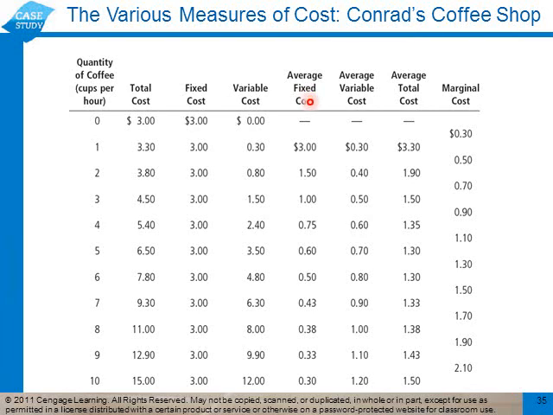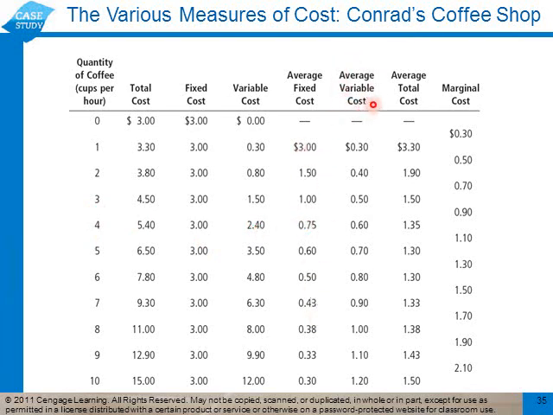So the average fixed cost is very simple. It is the fixed cost, that is 3, divided by the number of units. 3 divided by 1 is 3. 3 divided by 2 is 1.5. $3 fixed cost divided by 3 units of output is $1 per unit of output. So it's this divided by this. $3 of fixed cost divided by 4 units gives you 0.75 and so on.